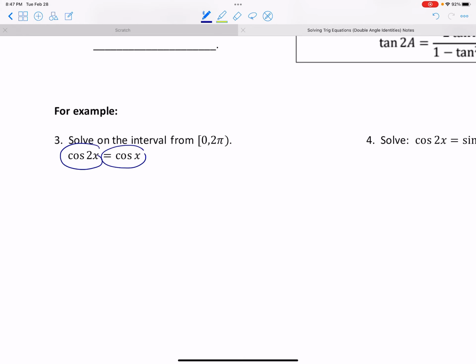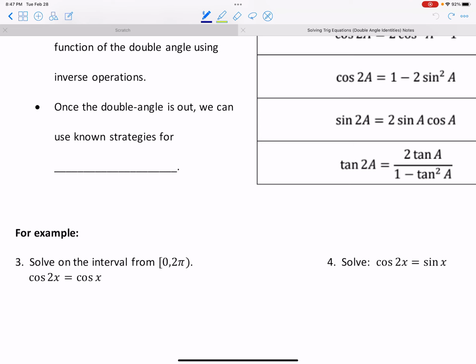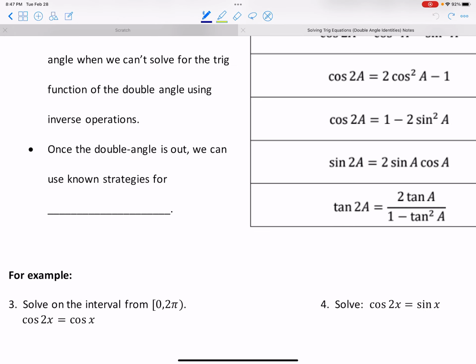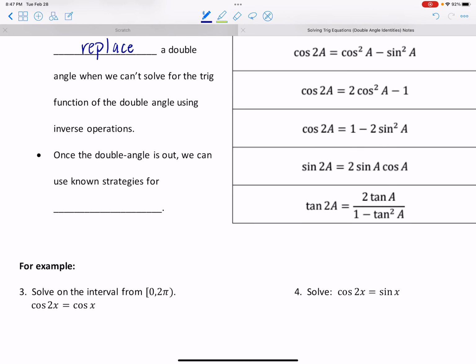So in a case like this, we want to get rid of the double angle using an identity. So instead of putting a double angle in with an identity, we're going to use an identity to take the double angle out. So I can have just the cosine of x in there instead of cosine of x and cosine of 2x. So I don't know if I'm making any sense. In my head, I am. So we can use a double angle identity, again, to replace a double angle. The same way we can swap it in, we can take it out. And again, this is going to be when we can't solve for the trig function of the double angle just using inverse operations. Once that double angle is out, then we can use known strategies for solving.